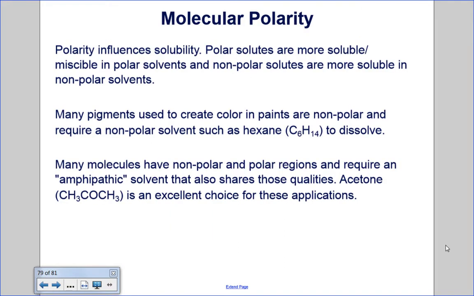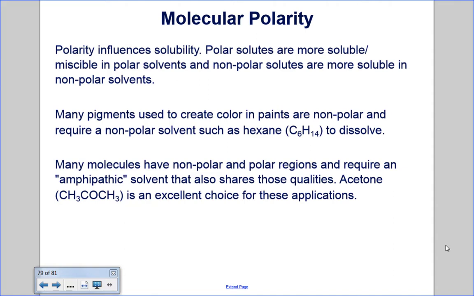Molecular polarity. Polarity greatly influences solubility. Polar solutes are more soluble or miscible in polar solvents, and nonpolar solutes are more soluble in nonpolar solvents. Again, this goes back to the old saying, like dissolves like.